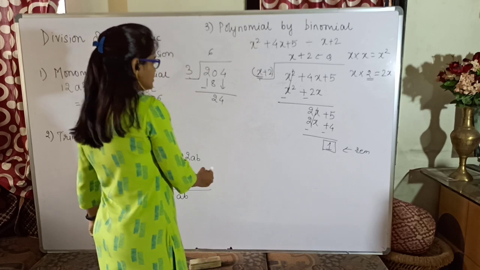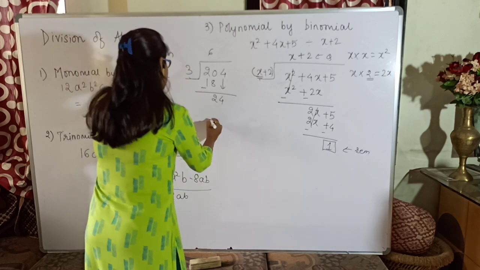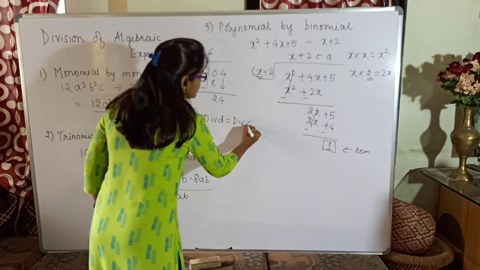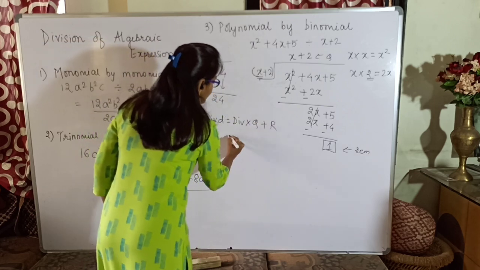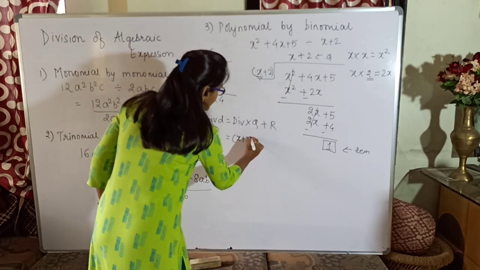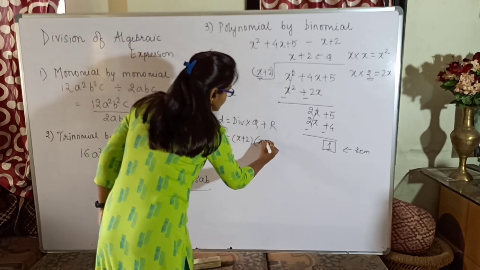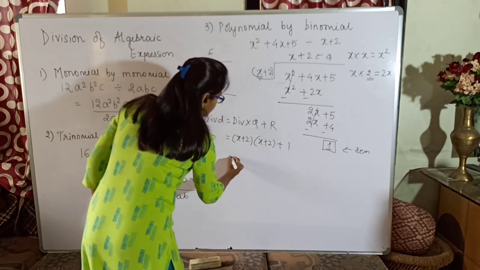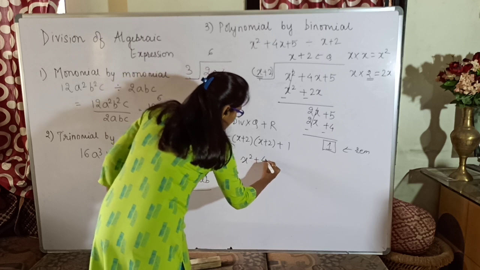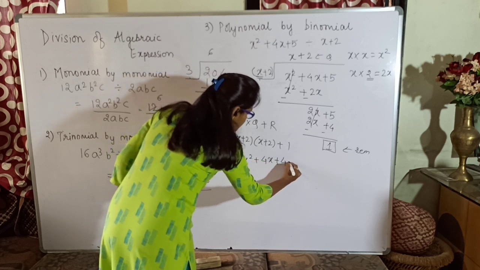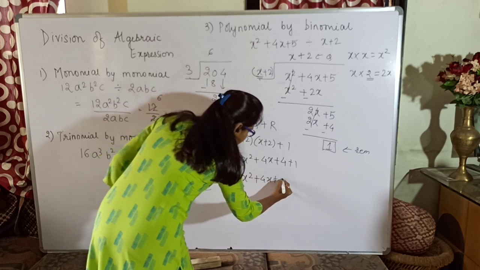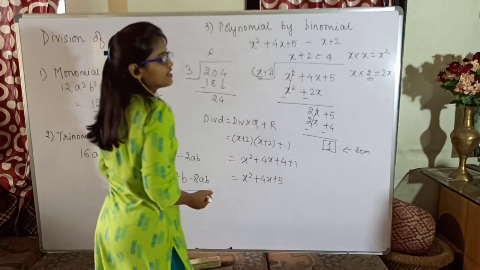is my dividend. Let us check by the division algorithm. Yes, which says dividend is equal to divisor into quotient plus remainder. What is my divisor? X plus 2. What is my quotient? That is also x plus 2. And what is my remainder? 1. So x plus 2 into x plus 2 is x square plus 4x plus 4, plus 1, which is nothing but x square plus 4x plus 5, which is nothing but our dividend.